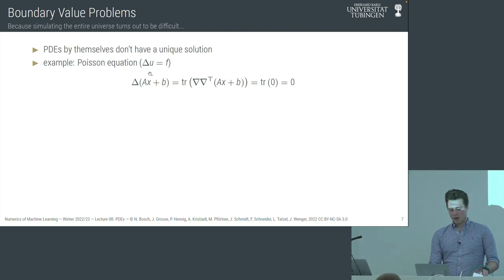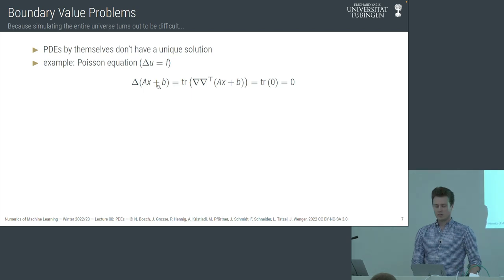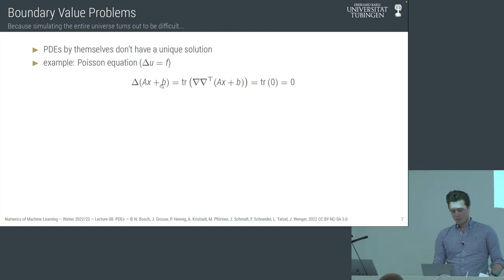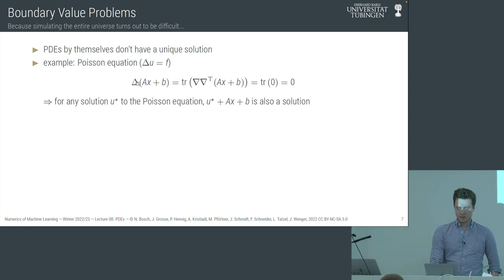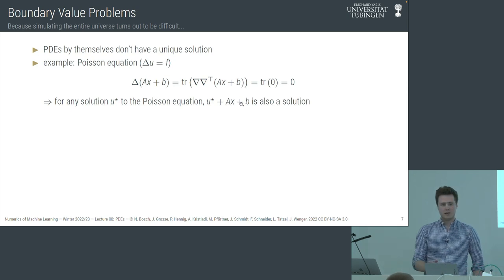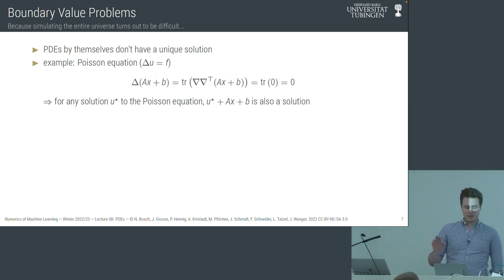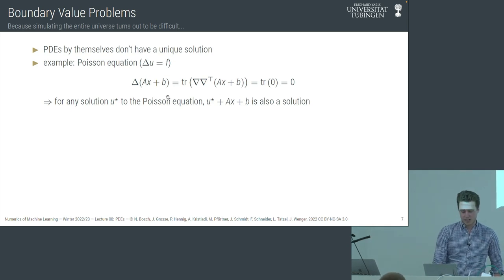And let's, for now, think of a solution candidate to this equation, which is just linear. If we apply the Laplacian to this linear function, which I said is just the trace of the Hessian matrix, because this is a linear function, the Hessian is zero. It doesn't have a second order term. So this is just zero, which means that linear functions are in the kernel of this differential operator. And so for any solution of the Poisson equation, we can just add a linear term and still get a solution. Because, and I'm going to talk about this in a little bit, this differential operator is linear.